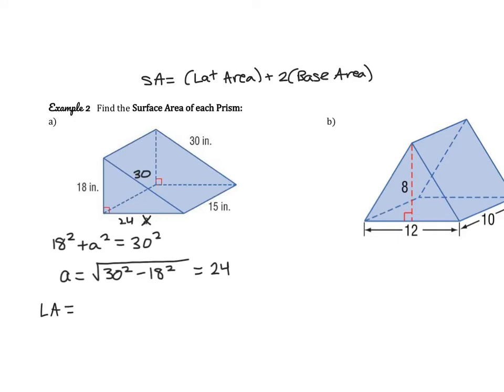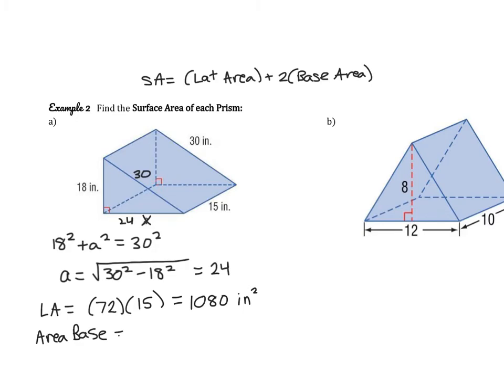So remember, the lateral area is going to be the perimeter of our base. So we do 18 plus 24 plus 30 to get a perimeter of 72. So it's the perimeter times the height, which in this case is 15. So our lateral area is 1,080 inches squared.